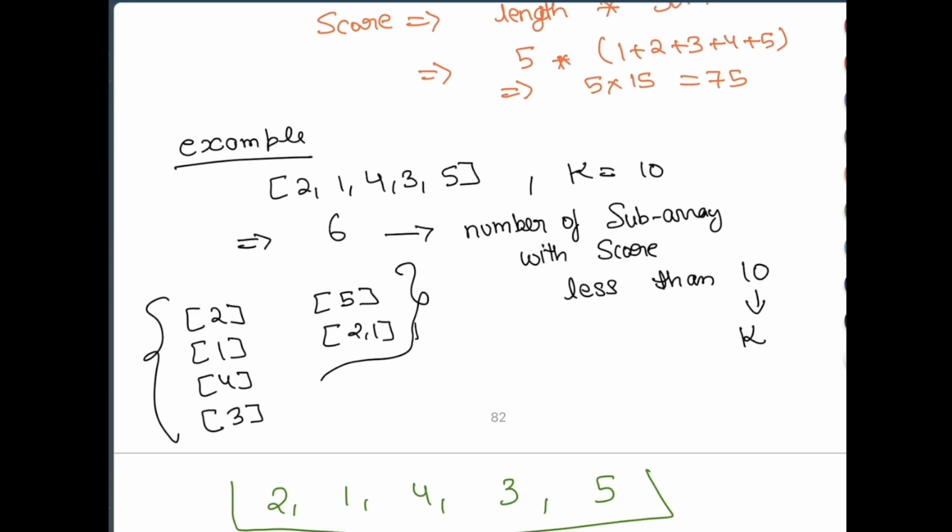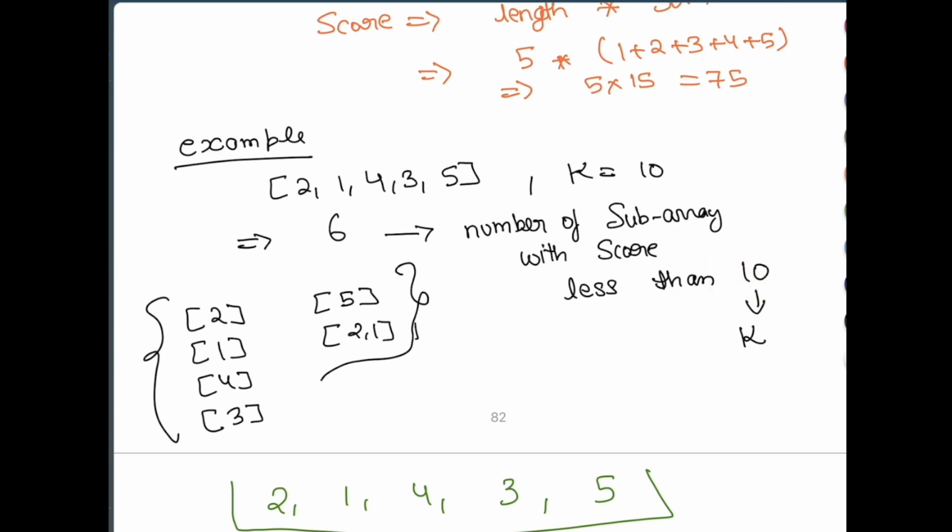Now, there is an example given in the problem, which is 2, 1, 4, 3, 5. This is your nums and the value of k is 10. In this case, the output is 6, which is the number of subarrays which have score less than 10. Why 10? Because 10 is the value of k given in the input. Now, what are those subarrays? It is 2, 1, 4, 3, 5 and 2, 1, right? This is one subarray, this is one subarray, this is another subarray, and this is another subarray, and you have 2, 1 as another subarray which has score less than 10.